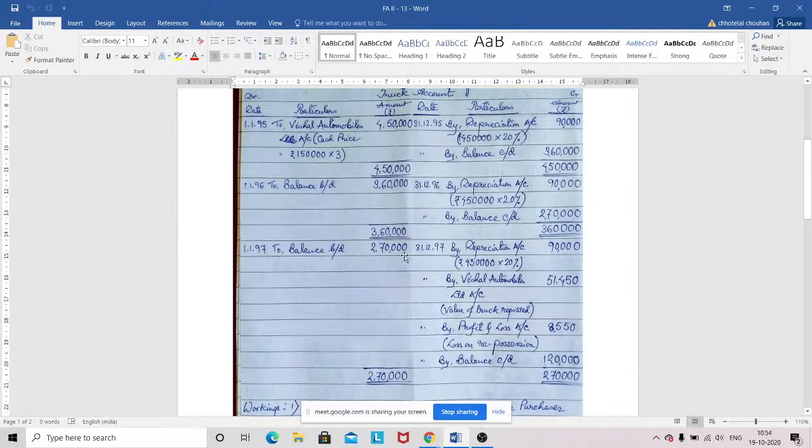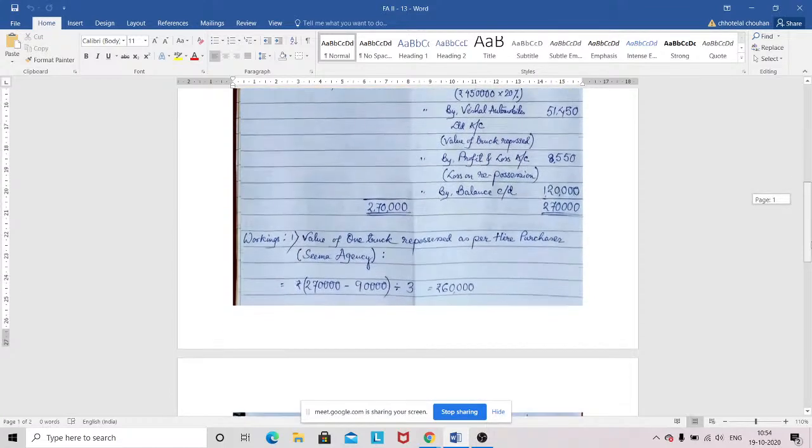What is the opening balance? Opening balance is 2,70,000. What depreciation have you charged? You have charged depreciation 90,000. So what is the remaining balance? The remaining balance is actually 1,80,000, which is for 3 trucks. For 1 truck it will be 60,000. So 2,70,000 minus 90,000 divided by 3, it will be 60,000. Okay, so the value of 1 truck repossessed is 60,000.